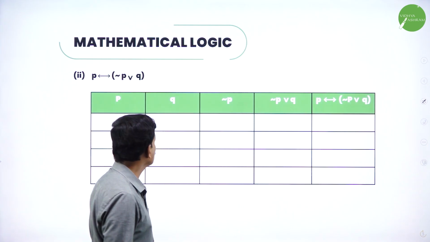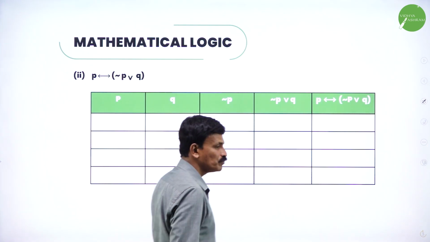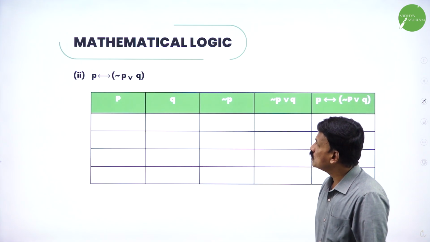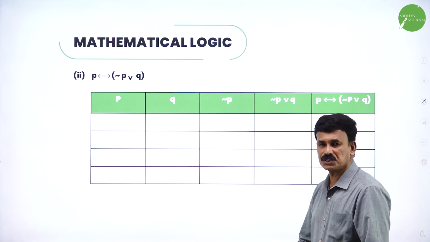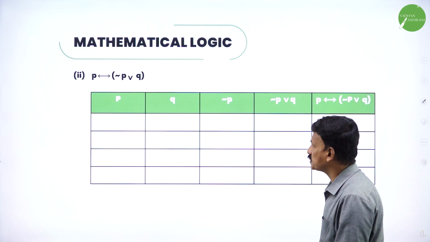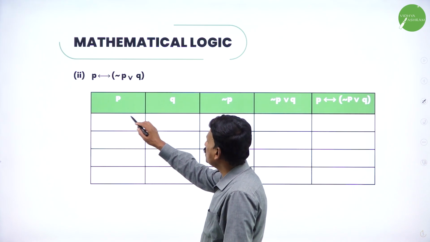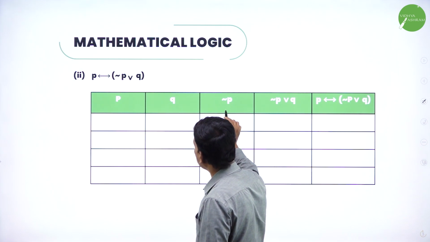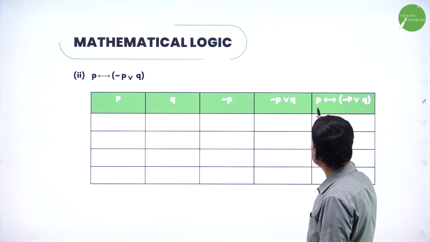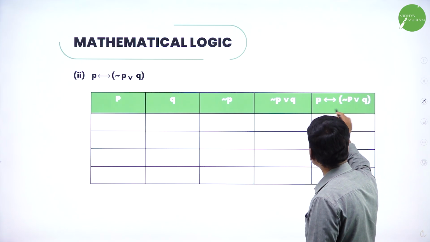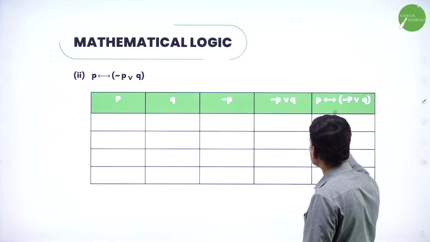Similar type problem. Check whether P biconditional to negation P disjunction Q is a tautology, contradiction, or neither a tautology nor a contradiction. Split into P, Q, negation of P, negation P disjunction Q, and then the biconditional of P with negation P disjunction Q.